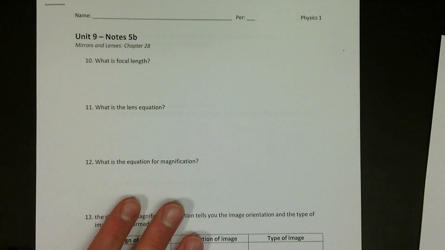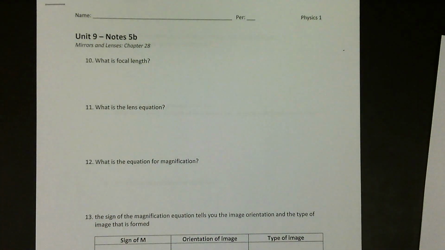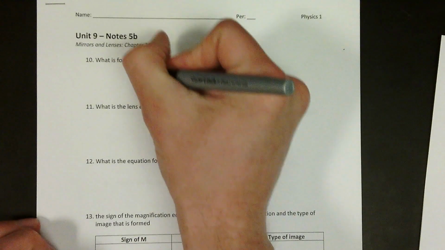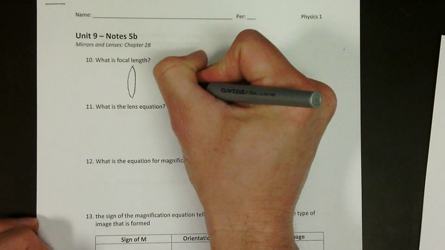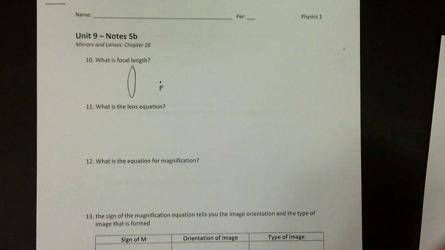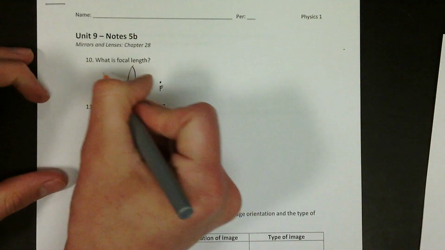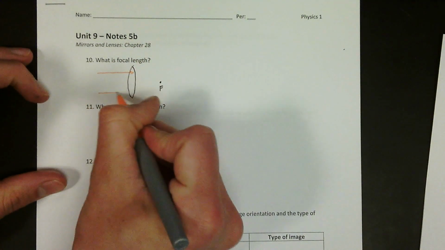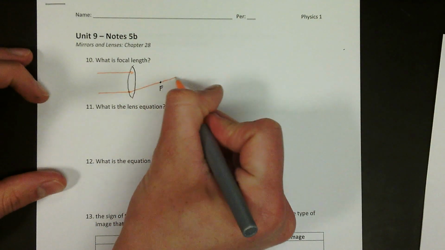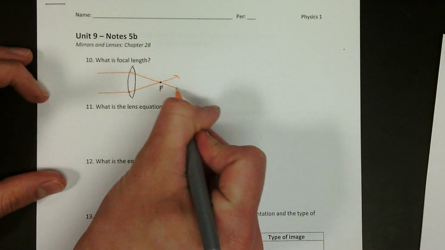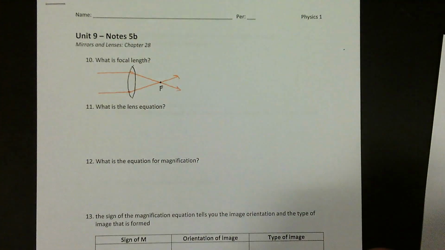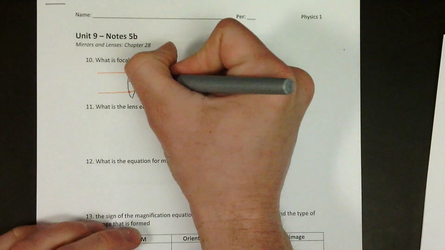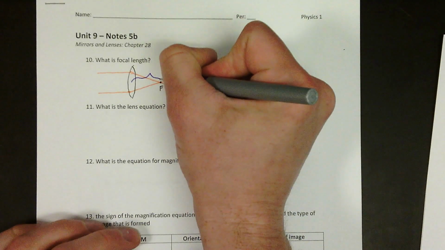Number one. So what is focal length? So we talked about focal point. If we have a lens, it has some focal point, and when the light travels towards it, that light gets refracted or reflected. It's true for mirrors too. It gets refracted through that focal point. The focal length is how far away that is from the lens.